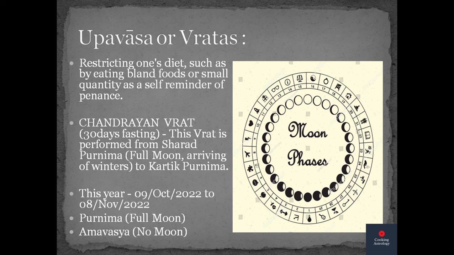Next day, you have to eat 2 bites. Next day, 3 bites. In that way, till the Amavasya, no moon, you have to increase one single piece of diet. You just need to eat a single bite, then increase the quantity with the phases of the moon.